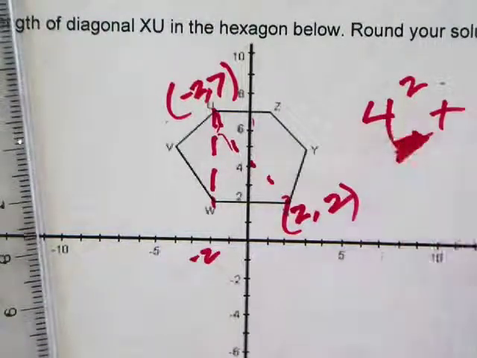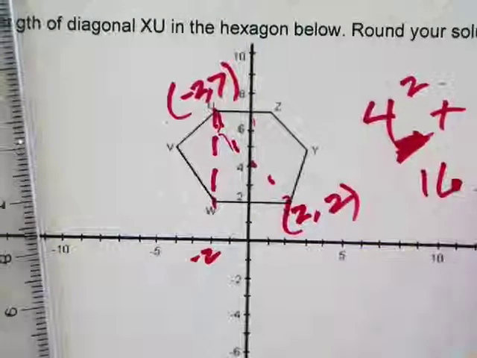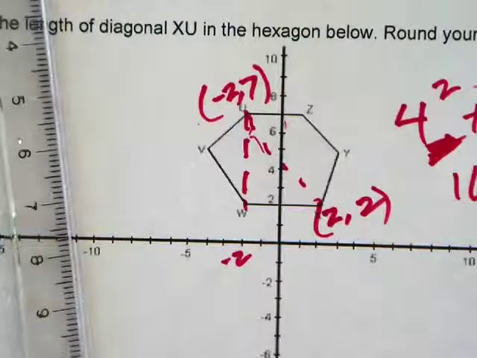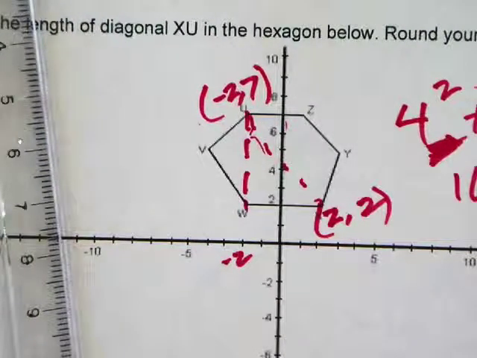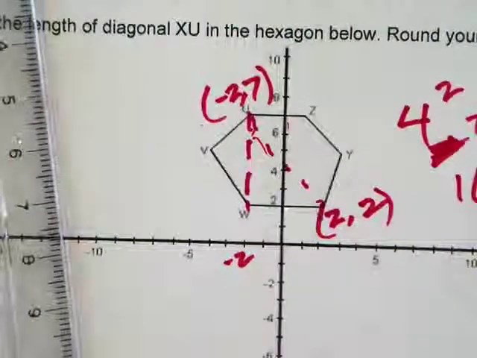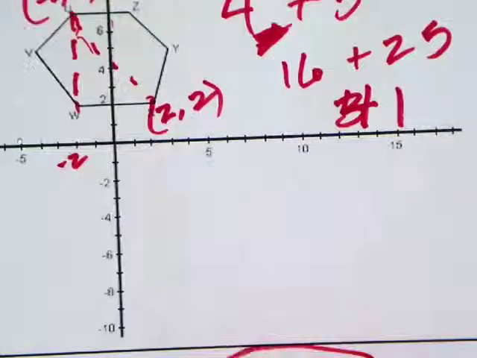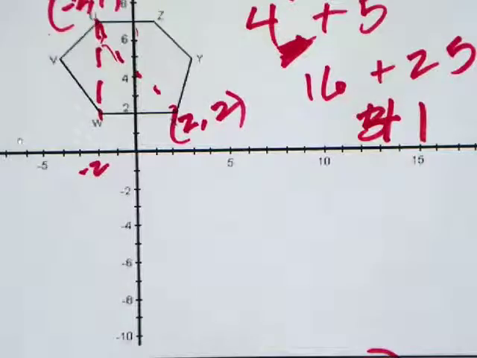So with that, let's solve that. We get 16 plus 25, and that brings us to 41. 16 plus 25 is 41. And the square root of 41 is 6.40 and 3 too. You can see it just kind of goes on forever. So 6.40 is the answer. So that's how you're doing this.